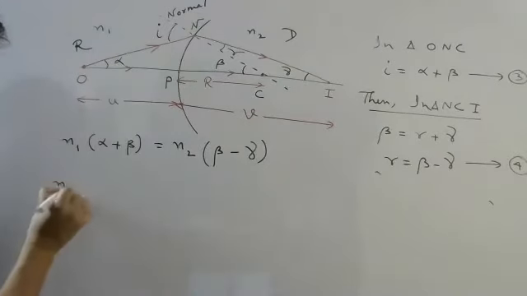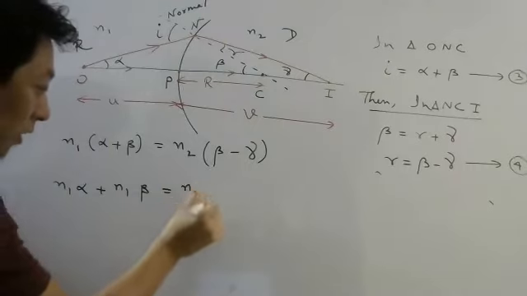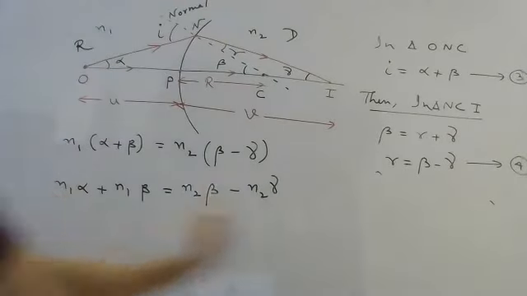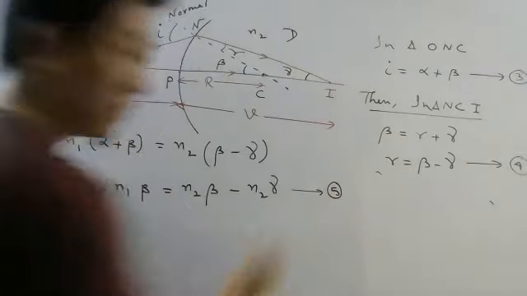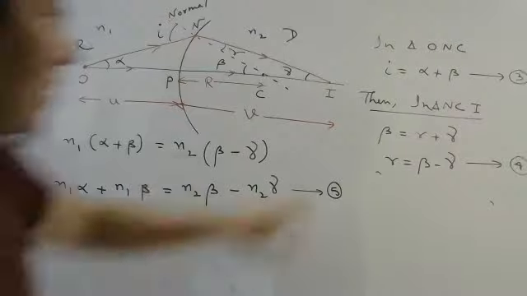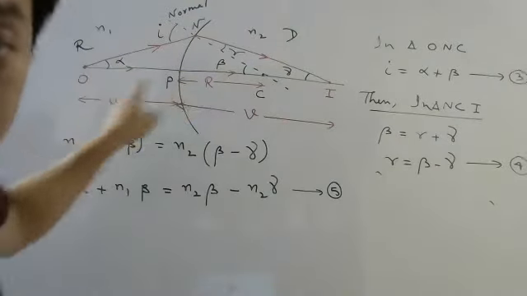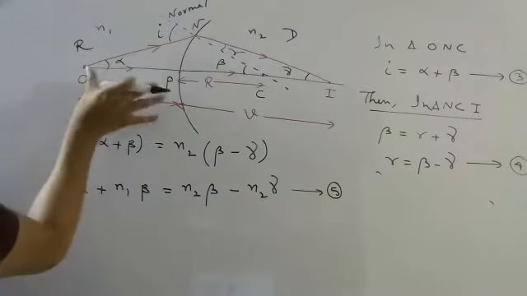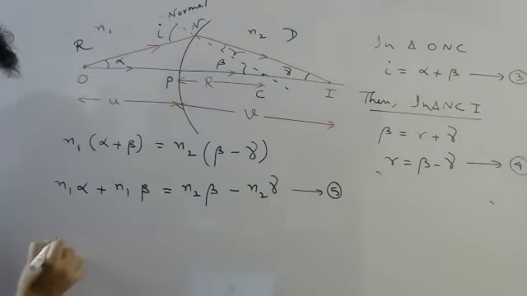Then this will be N1 alpha plus N1 beta equals N2 beta minus N2 gamma. I have just opened the brackets. So this is my equation 5. So first Snell's law, then some geometry so that you can write I and R in terms of alpha, beta, gamma. Once you do that, now you have to bring in these distances OP, PC and CI. So how do you do that? Look carefully.